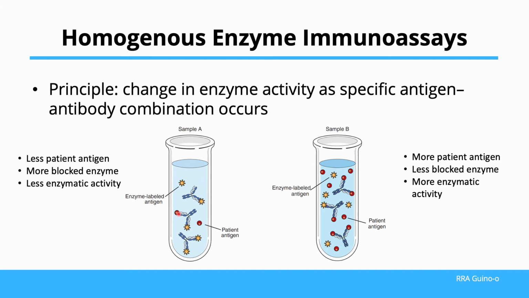So if there are less patient antigens, there is more bound enzyme to the antibody, and therefore more of the enzyme is blocked. And this means that there is less enzymatic activity when we add our substrate. In contrast, if we have more patient antigen, more of them will be able to bind with the antibody, and this means that less of the enzyme is actually blocked because a lot of them are free in the solution, so they can exert their enzymatic activity, and this will give us a higher signal.